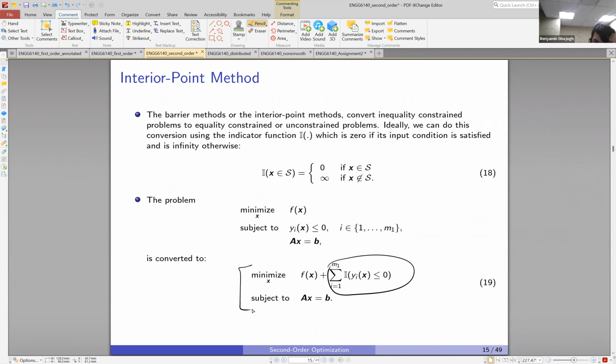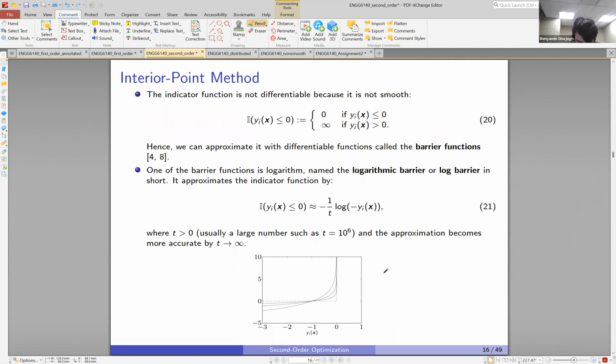But we said that this indicator function, which blows up to infinity when its constraint condition is not satisfied, we cannot implement in a computer. Therefore, we need to approximate it. So we approximated it with a logarithm function, and that's why we have a logarithmic barrier, or log barrier.